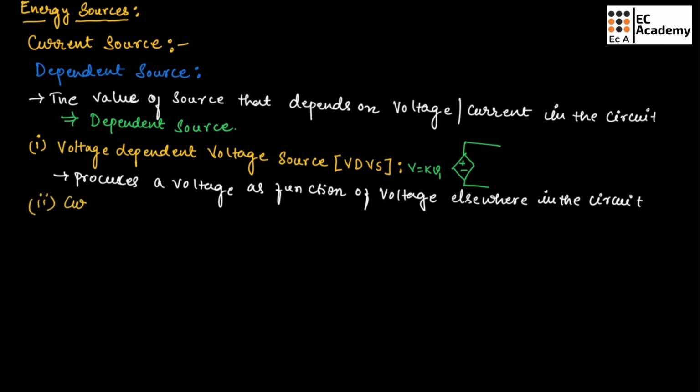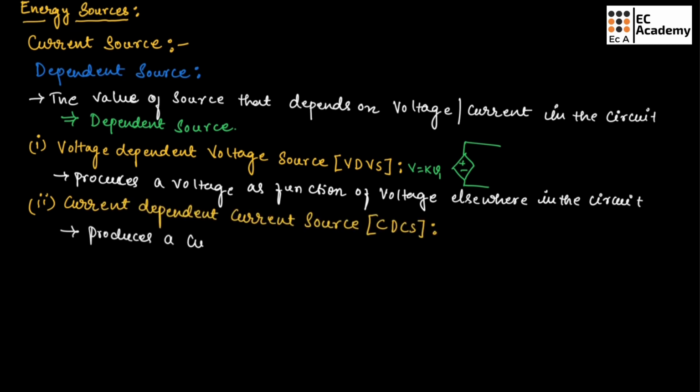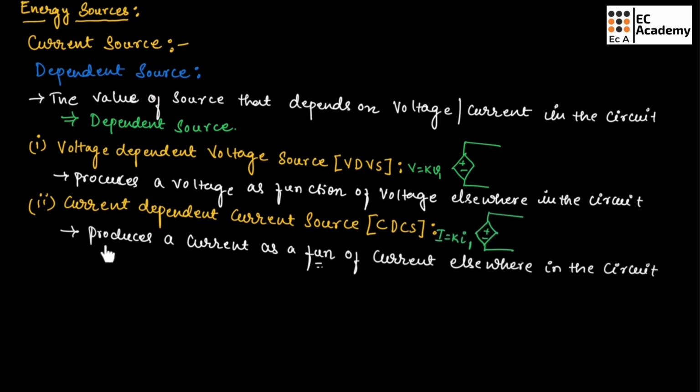Next is current dependent current source. It produces a current as a function of current elsewhere in the given circuit. So this is the representation of a current dependent current source. Here the current I is dependent on the current small i. That's why it is known as current dependent current source.